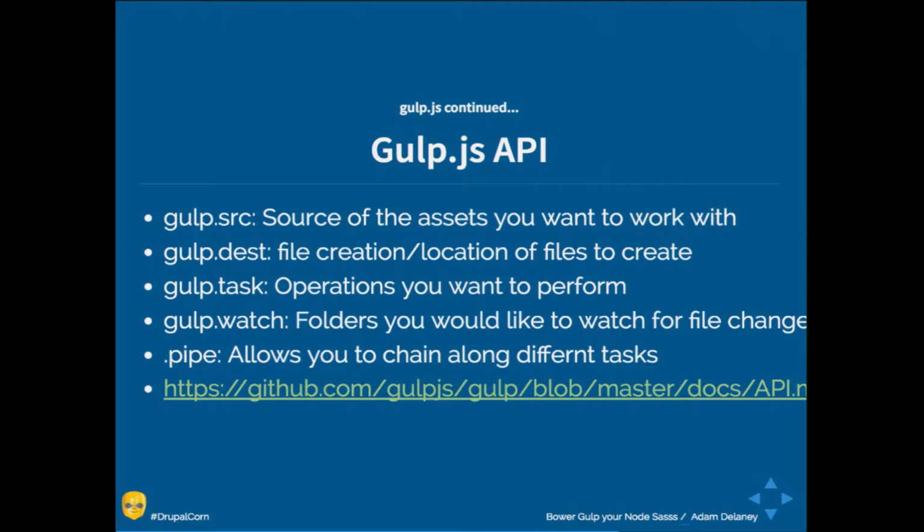And Gulp watch is just basically a way to watch folders to see as files change, I need to do something. So an example would be as you're changing your Sass, then it sees a change and it says, oh, I need to recompile all the Sass, and it writes it out to your declared CSS folder. The documentation on the API is .pipe. I'll show you the Gulp file. .pipe is basically the idea of do this, and then do this, and then do this. So it's like the .pipe command is just chaining all the little tasks, kind of all the things that you want to do together.